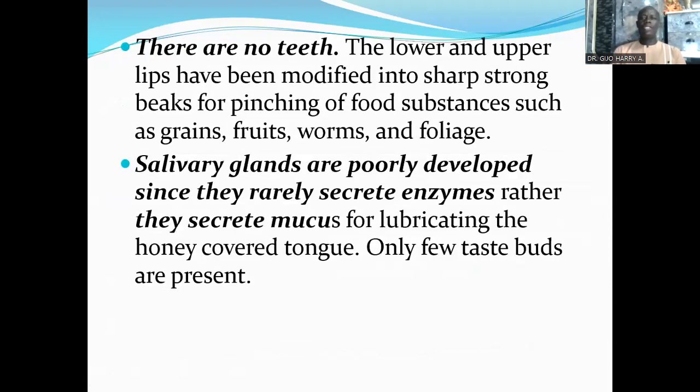There are no teeth. The lower and upper lips have been modified into sharp, strong beaks for pinching food substances such as grains, fruits, worms, and foliage. Salivary glands are poorly developed since they rarely secrete enzymes, rather they secrete mucus for lubricating the honey-covered tongue. Only a few taste buds are present in the mouth of the bird.